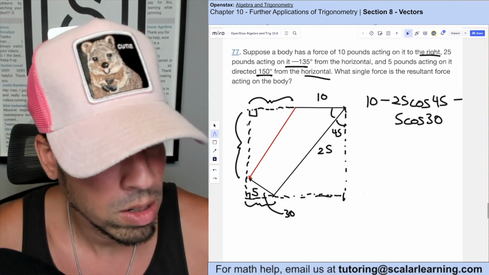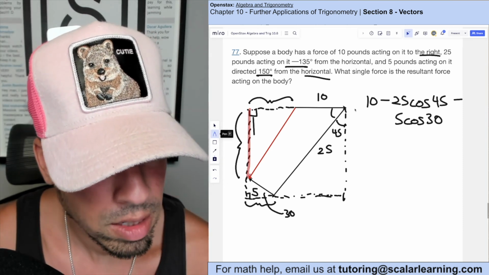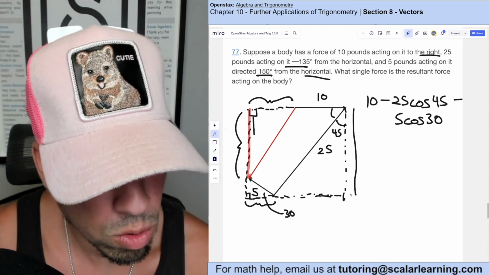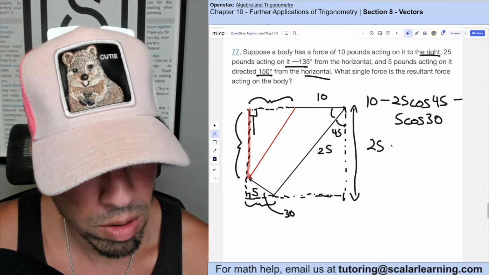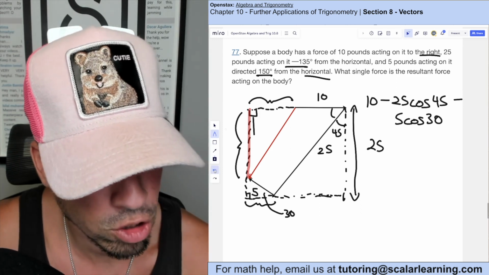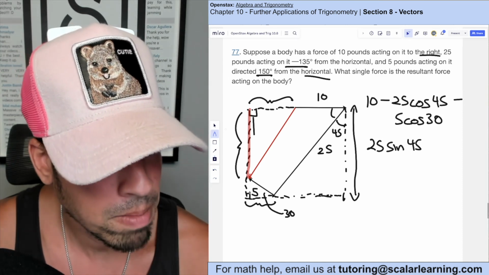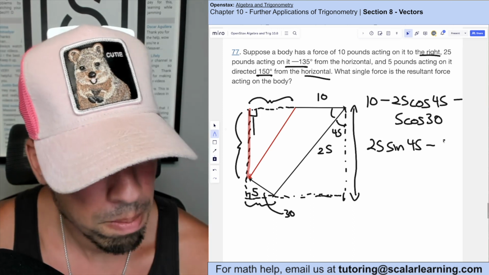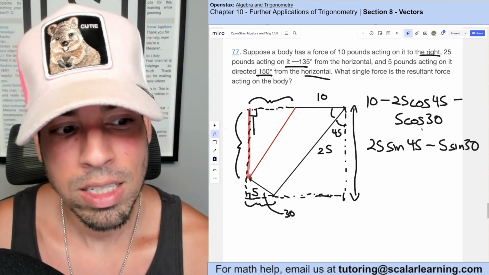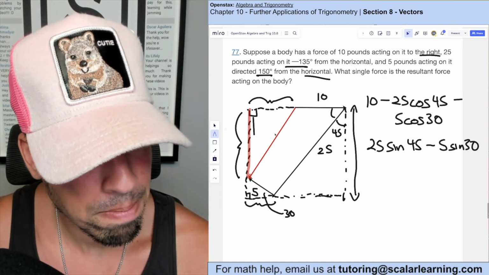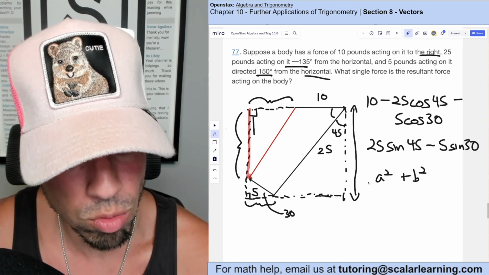Okay, then let's talk about this vertical value going from here to here. That vertical value, up and down, I can get from doing magnitude 25 times sine of that angle, and then minus this distance, which is magnitude 5 times sine of 30. And then once I get these values, I can use the Pythagorean theorem to get that magnitude. I can say a squared plus b squared equals c squared, so I have to take the square root of that.